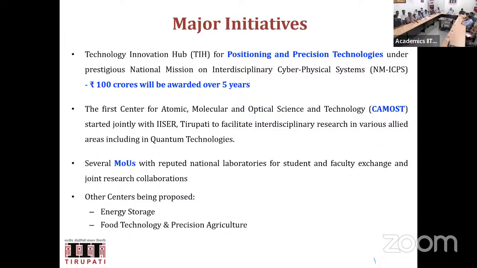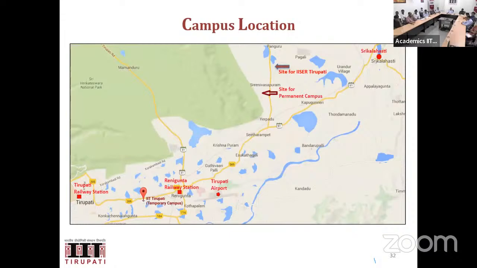As I told you, we also have a Center for Atomic, Molecular, Optical Sciences and Technologies. There's a big quantum mission that's coming up, about 8,000 crores in India. And I think between the two institutes, we are very well positioned to be a major player in this quantum mission in the country, because we have targeted the recruitment of faculty to work in this area. And then now we are working in various other centers with various institutions here in energy storage, food technology, and precision agriculture. So that's on the academic and research activities.